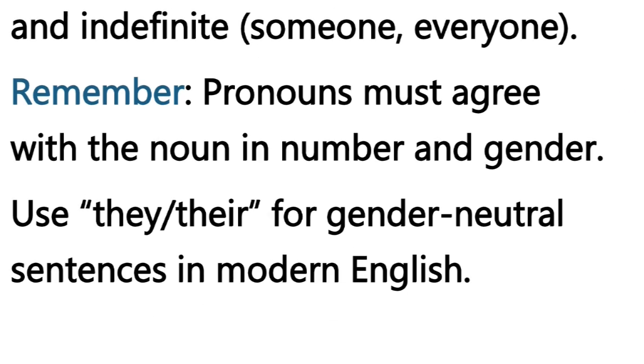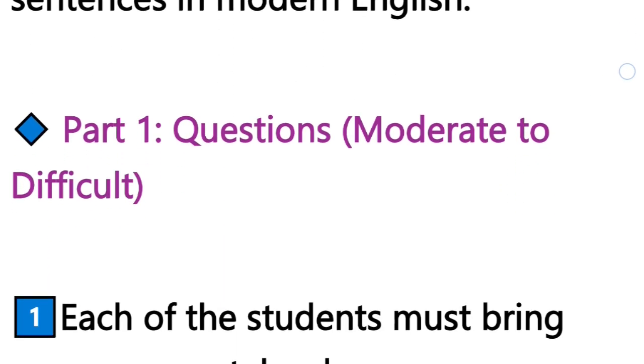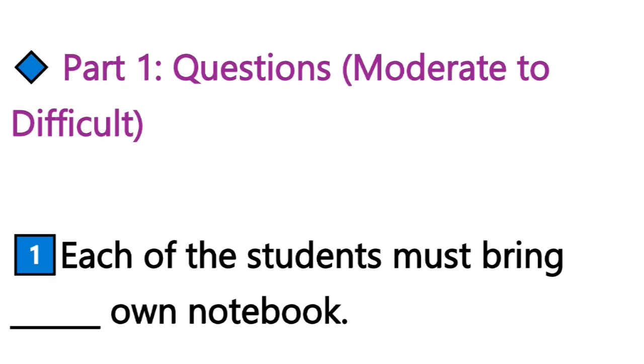After this, we have to remember that pronouns must agree with the noun in number and gender. So if the noun is plural, we have to use the plural, and if it is singular, we have to use singular. For example, they and their are used commonly in modern English. Also, in part 1 where we are now, we have to see 10 questions and you have to solve them by pausing the video, and then later on we'll discuss the answers of the same in detail.